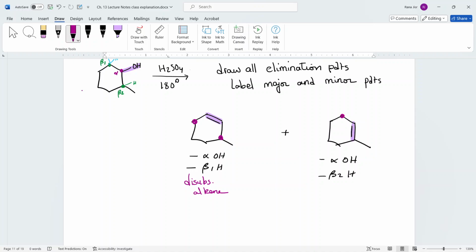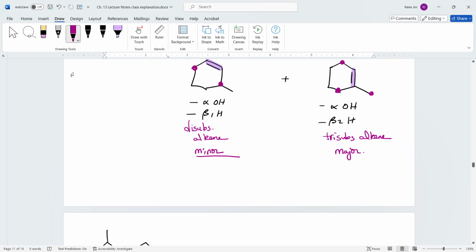And this alkene here is connected to 3 carbons in there. So this one is a tri-substituted alkene. And remember the rule, the more substituted the alkene is, the more major it is. So this one is going to be the major product, and this one is going to be the minor alkene product. Okay.